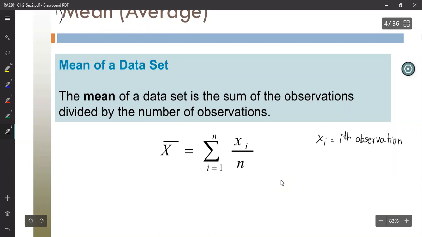So when you have the summation, i will go from 1 to n. N will be the sample size. You take that summation and then divide it by the sample size n. So that will give you the sample mean, usually denoted as x bar. The population mean is the mu, but usually with the calculations, what we deal with is the sample. So we use the notation x bar.